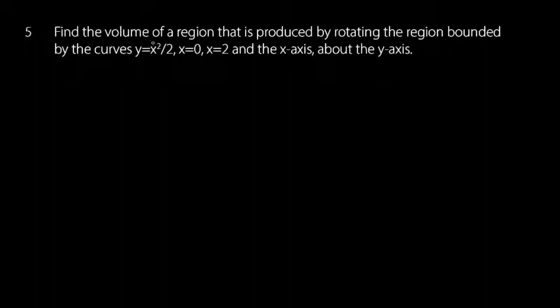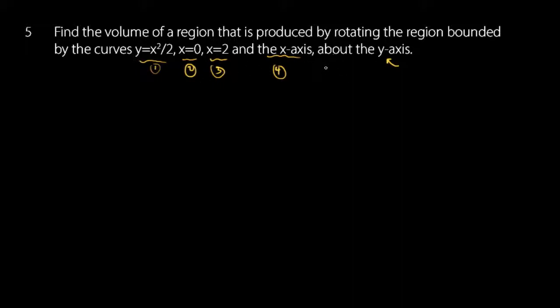Find the volume of a region that is produced by rotating the region bounded by the curves. The very first curve we have here is y equals x squared divided by 2, bounded by this curve, x equals 0, x equals 2, and the x axis, about the y axis. So this is your axis of rotation. We want to find the volume of the region bounded by this whole curve.